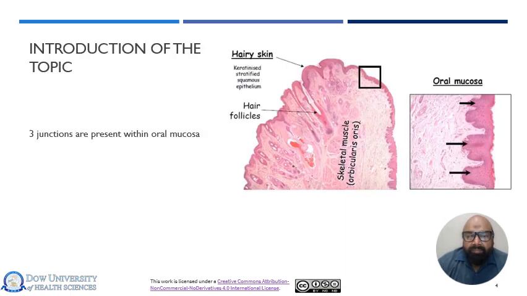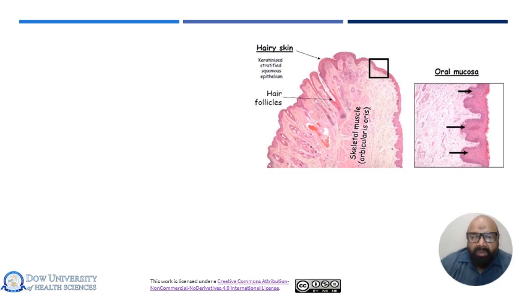So let's start off with introduction of this topic. So there are three junctions that are present in the oral mucosa. So the first junction is the mucocutaneous junction, which is represented by the outer part of the lip and the inner part of the lip. Then we have the mucogingival junction, and lastly we have the dentogingival junction.